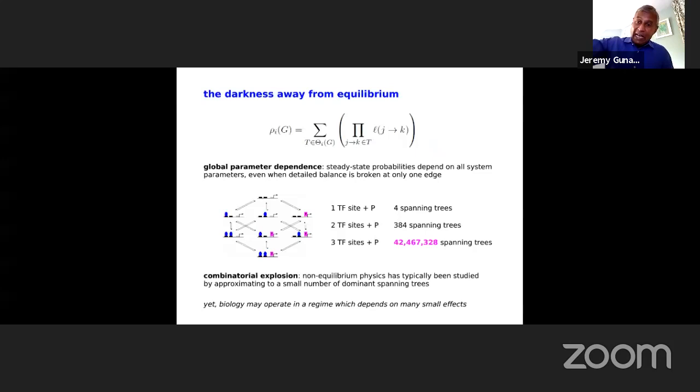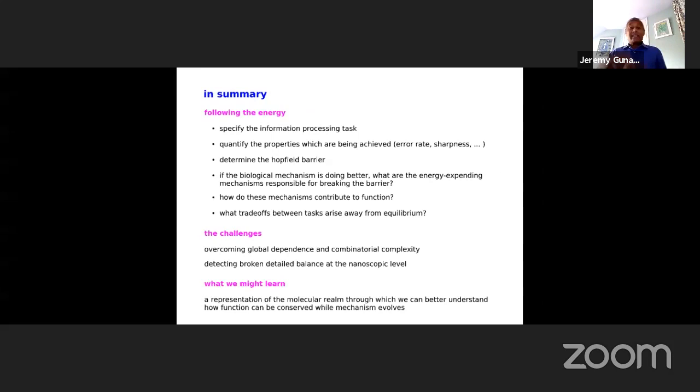Let me just end with a summary, really. Following the energy thrust has really become a sort of strategy for rethinking aspects of molecular biology and cell biology from this perspective, and the information processing aspects of it specifically. I think it offers us a systematic way to ask questions and develop answers. This idea of Hopfield barriers is a very nice way to articulate this. I've shown you one Hopfield barrier. We think there are many more, and I think it would be fun to try and identify them.